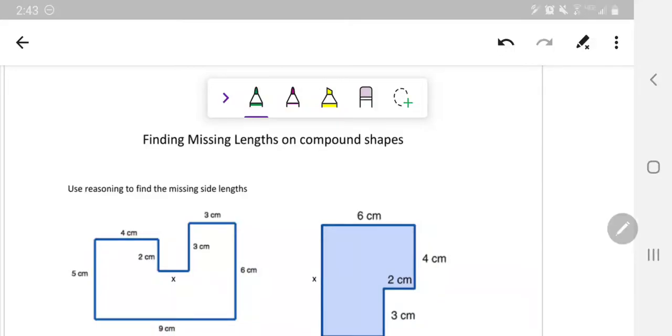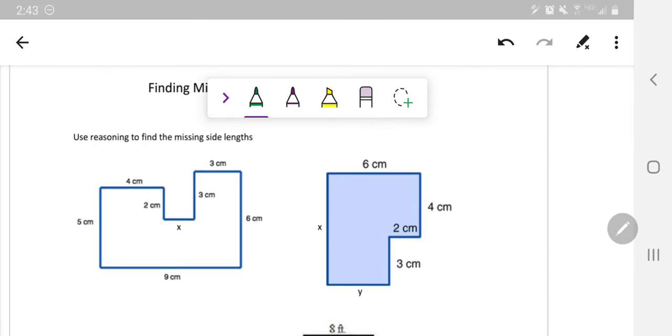We got some challenges here for you. You're going to find missing lengths on these composite shapes. Composite shapes are simply shapes built out of simple shapes. So we have rectangles, triangles, trapezoids, parallelograms, circles. Did I say triangles yet? That can all be jammed together and form these interesting shapes that aren't your typical simple geometric shapes.